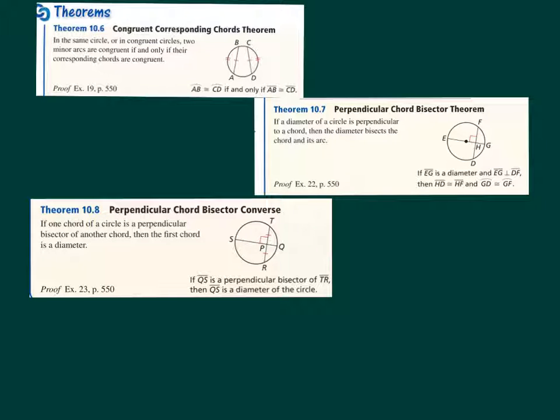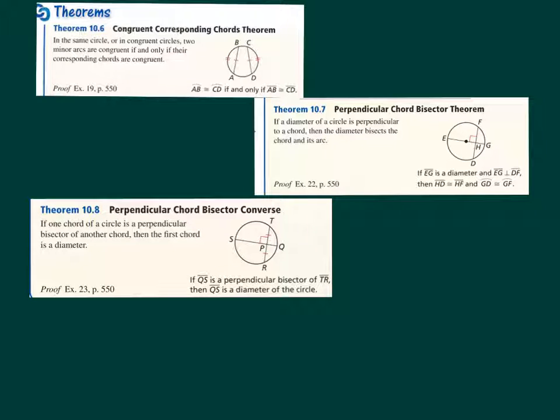So basically, if I know arc AB is congruent to arc CD, then I know segment AB is congruent to segment CD, and vice versa. You can say that when it says if and only if in the middle, that just means the proof works both ways. You can start with the segments or you can start with the arcs. It doesn't necessarily matter.